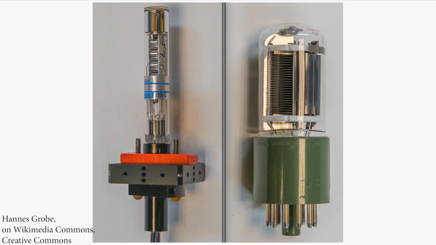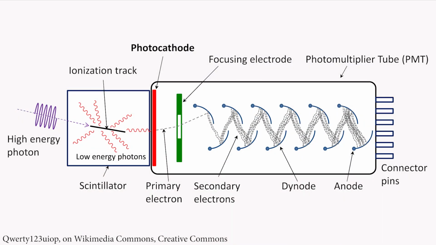So a photomultiplier tube is a vacuum tube with a series of plates. Here's a nice picture by Hannes Grob. Let's look inside and see what it looks like in a schematic. Okay, so here we have a process called scintillation. This has been known to us for a very long time: you can take a higher energy photon and have it impact a material and convert to lower energy photons. And then when this lower energy light hits what's called the photocathode here, which is really common, it converts photons to electrons.